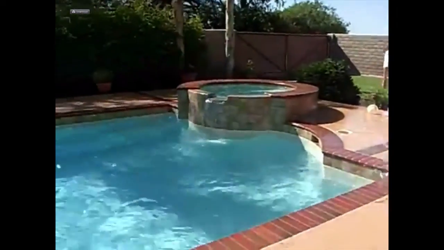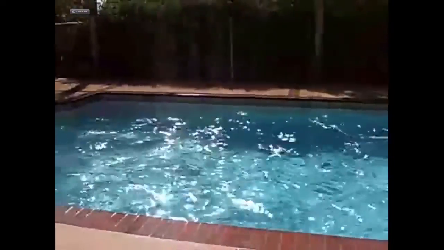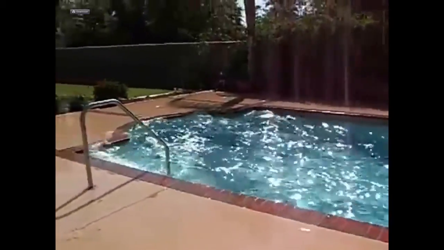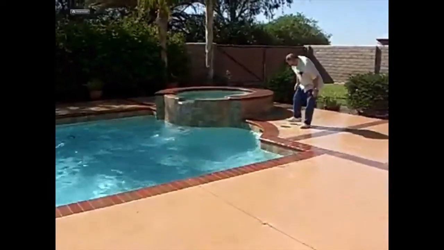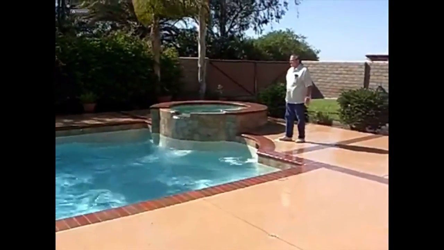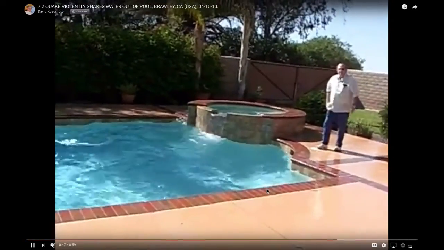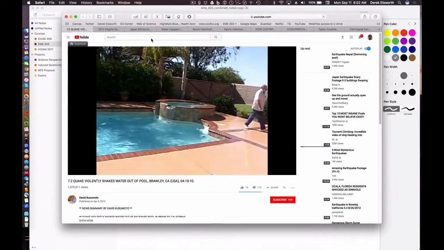And that might seem like an oxymoron to you that we're talking about acceleration in static fluids, but what it means is that the container that the fluid is in is accelerating. And so this is the result of an earthquake. This sloshing backwards and forwards in this particular case is the result of an earthquake.